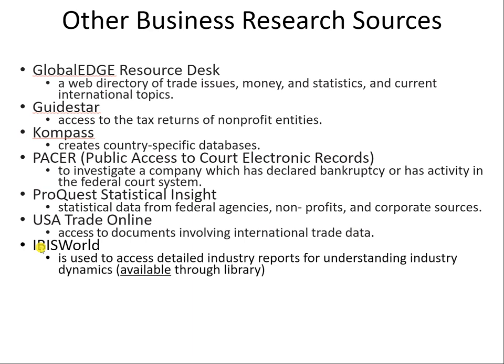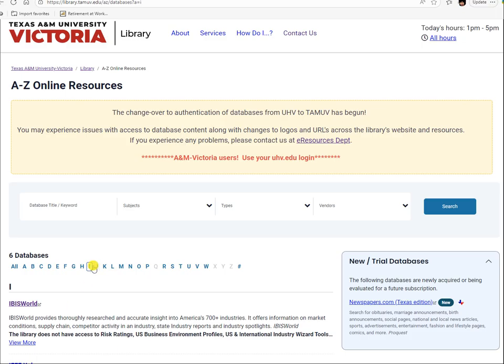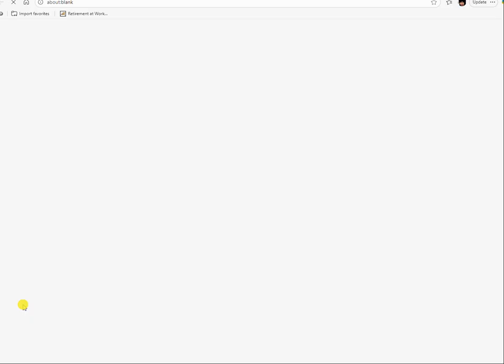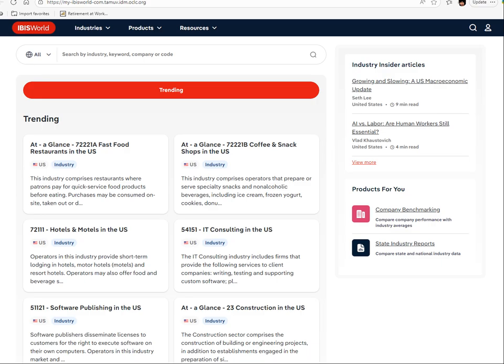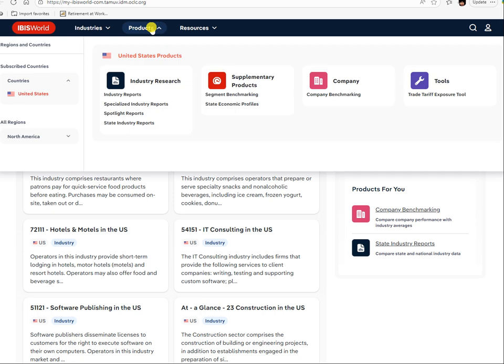And IBISWorld, okay, it's used to access detailed industry reports for understanding industry dynamics. So this IBISWorld is available through our library. So let's take a look at IBISWorld. I can see the IBISWorld is right here. IBISWorld provides user-friendly information about the industry, or you want to focus on a certain product.